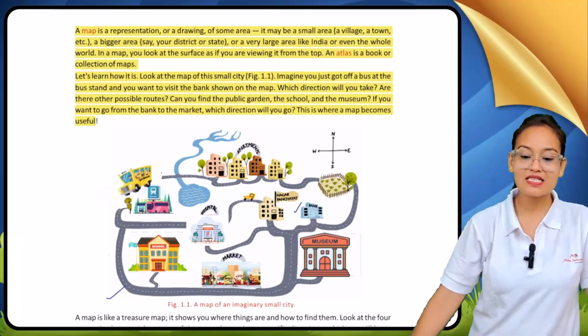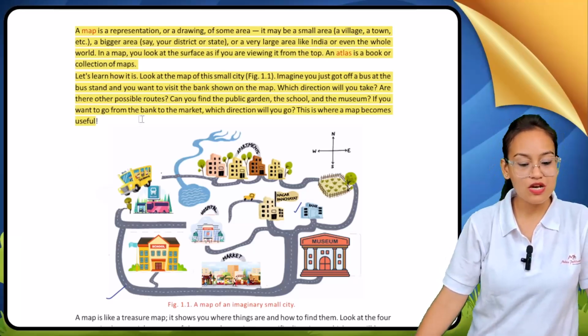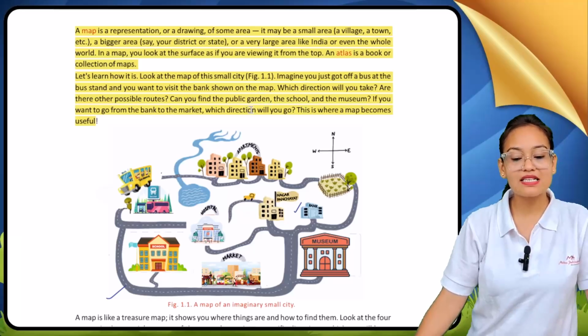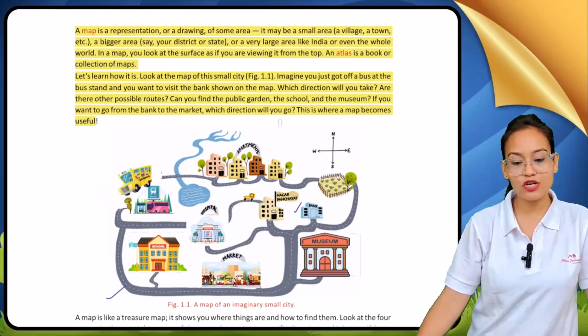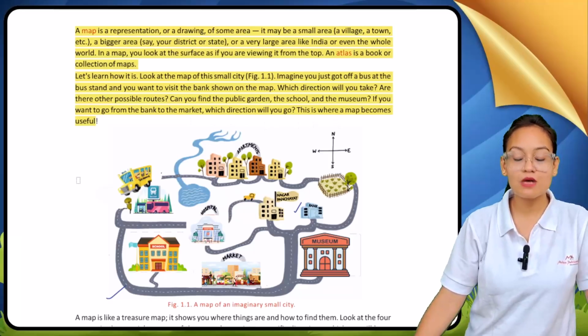Are there other possible routes? Can you find the public garden, the school and the museums? If you want to go to the bank, to the market, which direction will you go? This is where a map becomes useful.